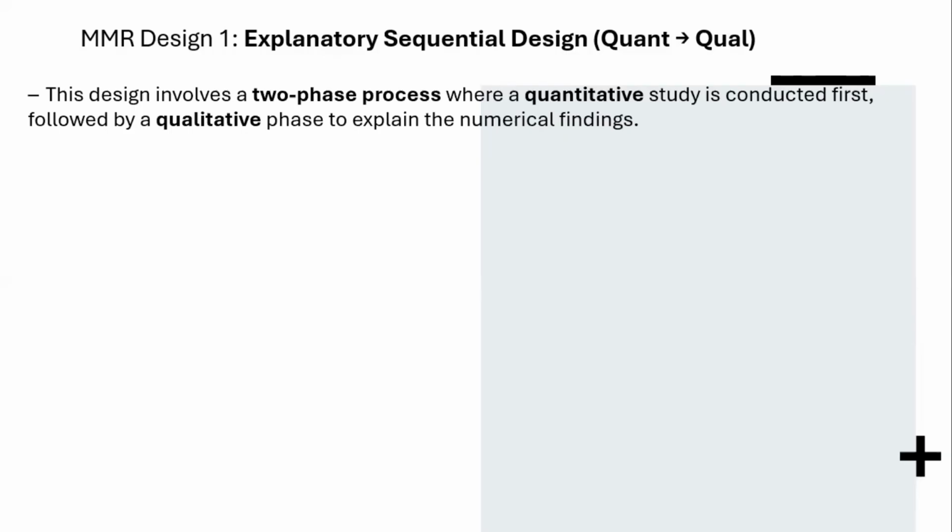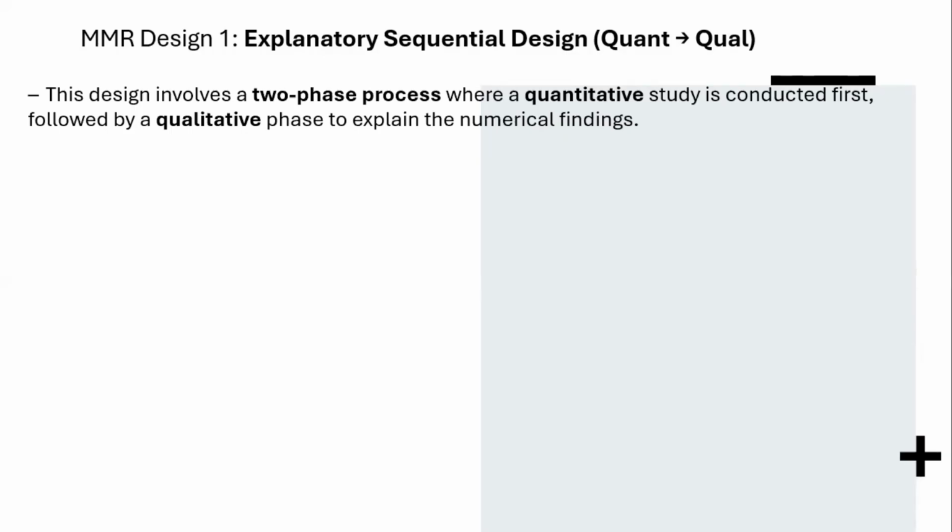So you do a quantitative study. You gather quantitative data to test your hypothesis. Once you know the results, whether your hypotheses are supported or not, you know your results. Then you go and do qualitative interviews to explain your results.